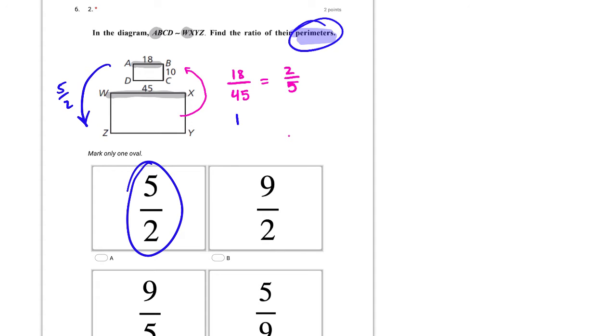So the perimeter of the big one, instead of using big, I will use its formal name, WXYZ, over the perimeter of the little one, ABCD, would be in the ratio of 5 to 2. The perimeters are, as well as the sides.